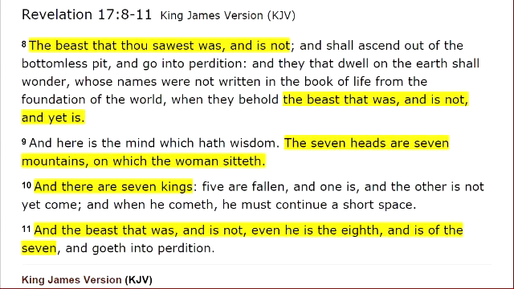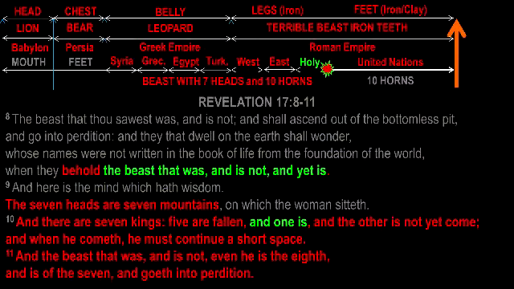The 7 kings we know refer to empires. Daniel 7 clarified that. But before we can understand who the 7 kings are, we have to understand who the one that is refers to. And it tells us the beast that was and is not is the king that is, and is also the 8th king, but of the 7 kings. In other words, the king that is refers to the head that was wounded and then healed.